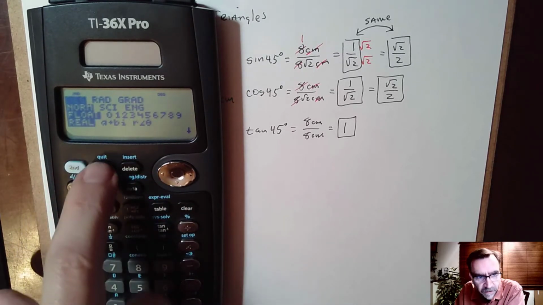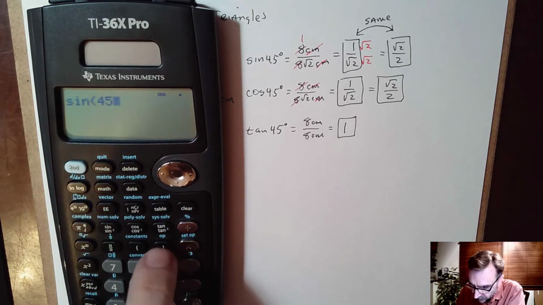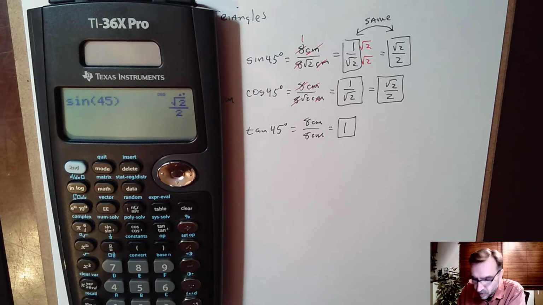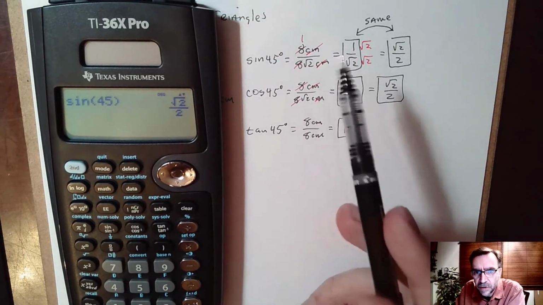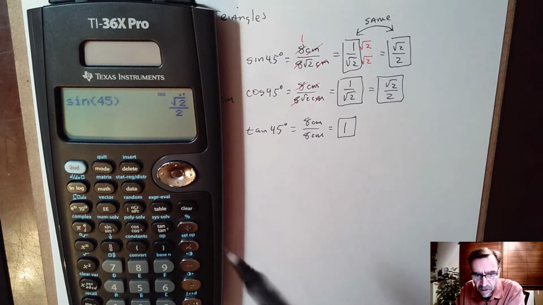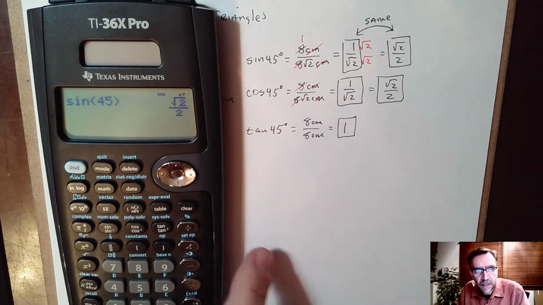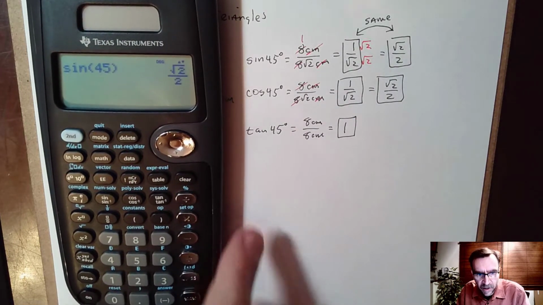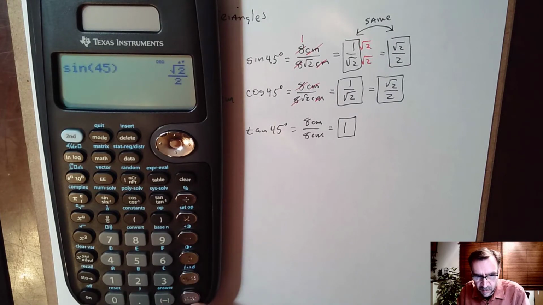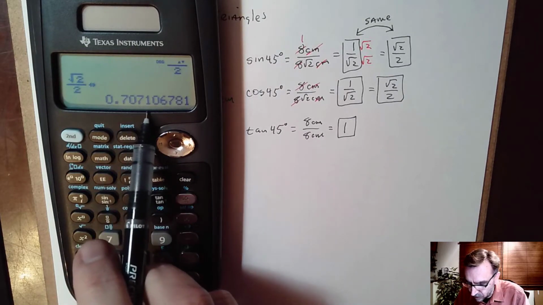To get out of there, I'll have to hit Shift and then quit. And then hit Enter. So notice my calculator gives exact answers, root 2 over 2. If I actually wanted the approximate answer, I would go down here and push my approximate button, which is this button right here, just above the equal, or the Enter button. And so root 2 over 2 is the same as 0.7071.